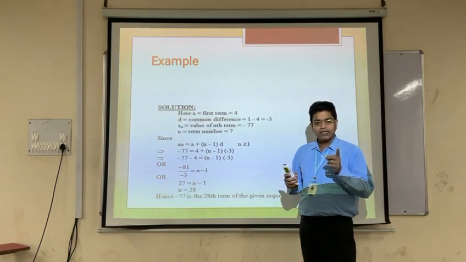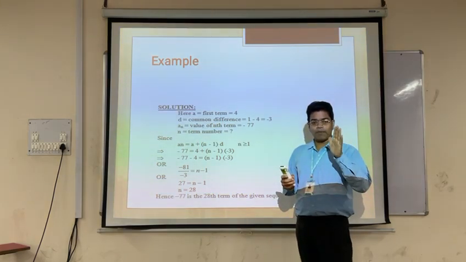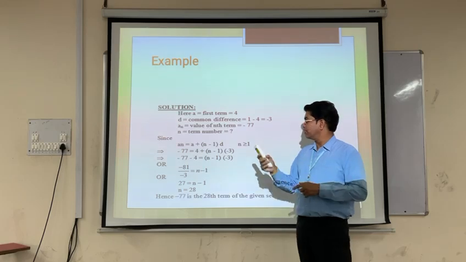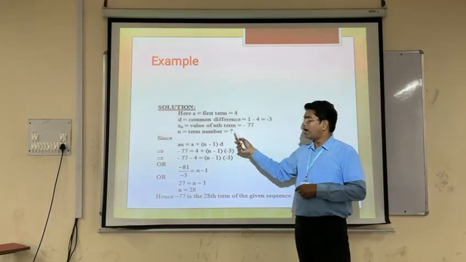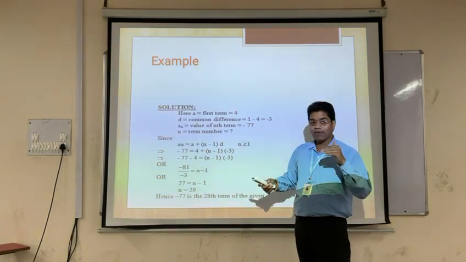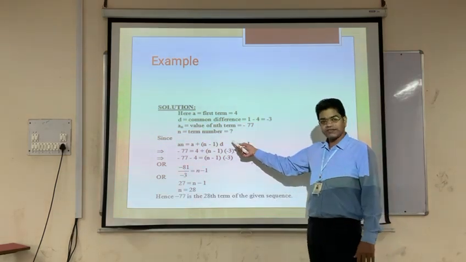In the earlier example, the first term was given, the common difference was given, and we were asked to find the nth term. Here the nth term is given. What are we asked to find? The number of terms. Again we will use the same formula.